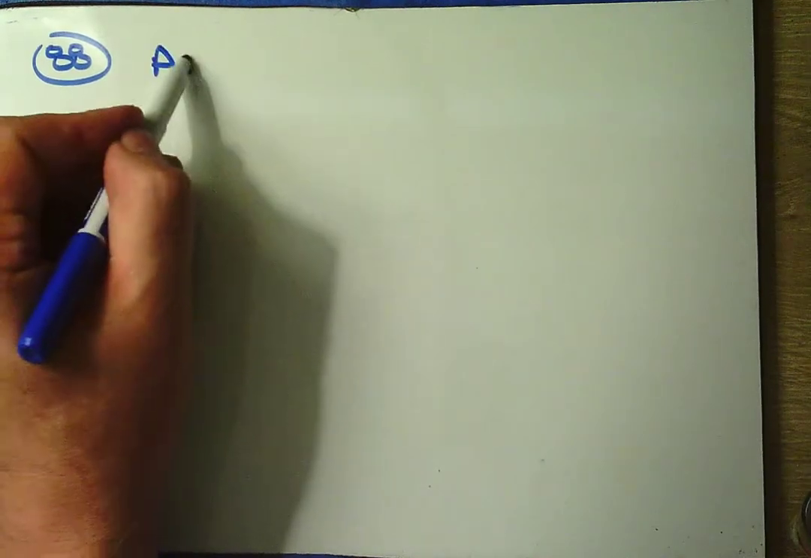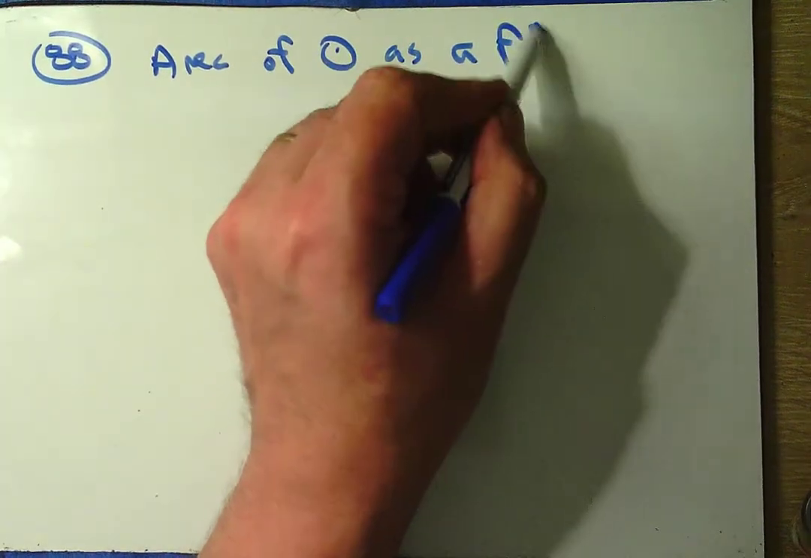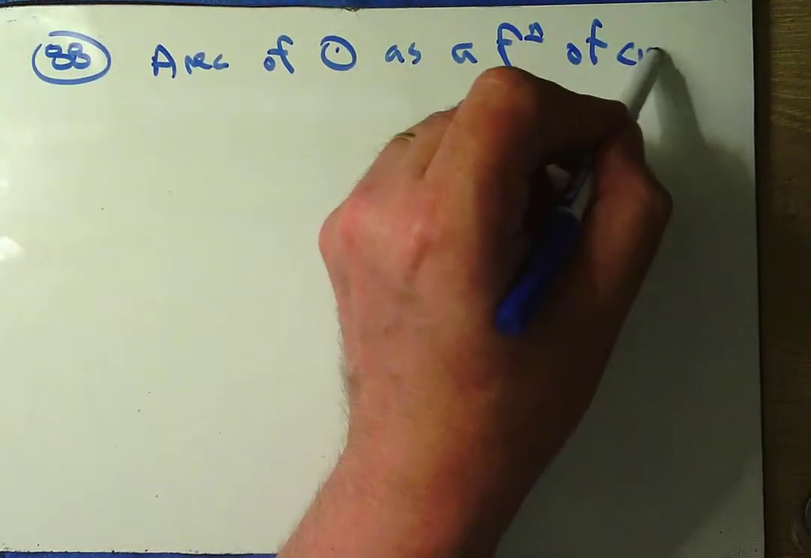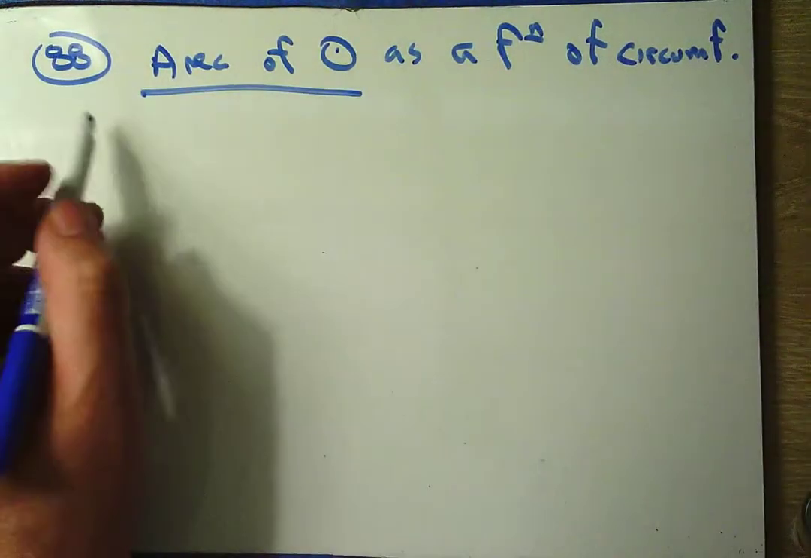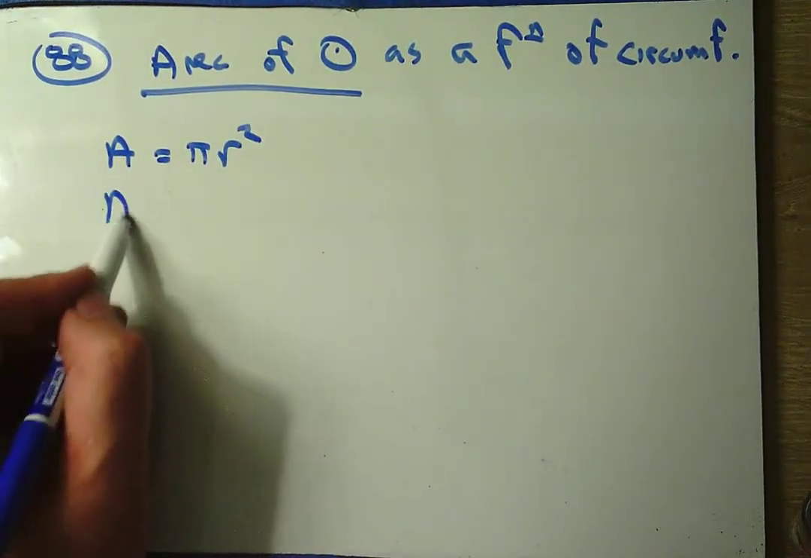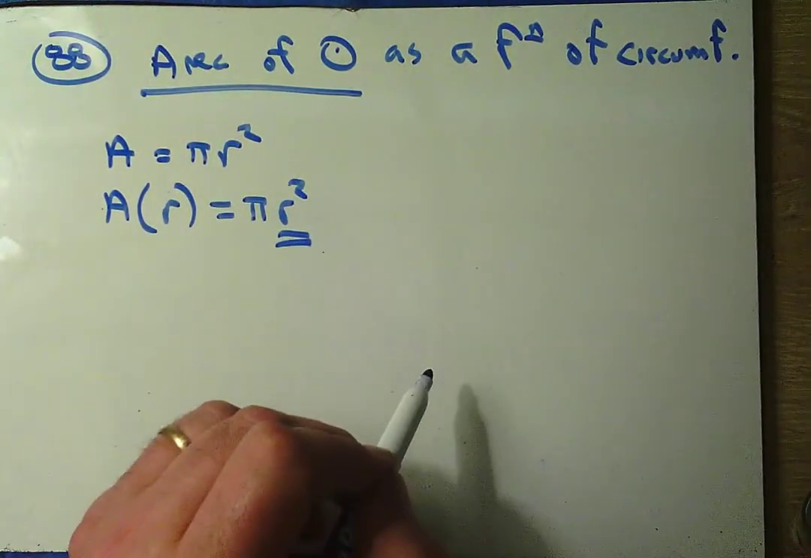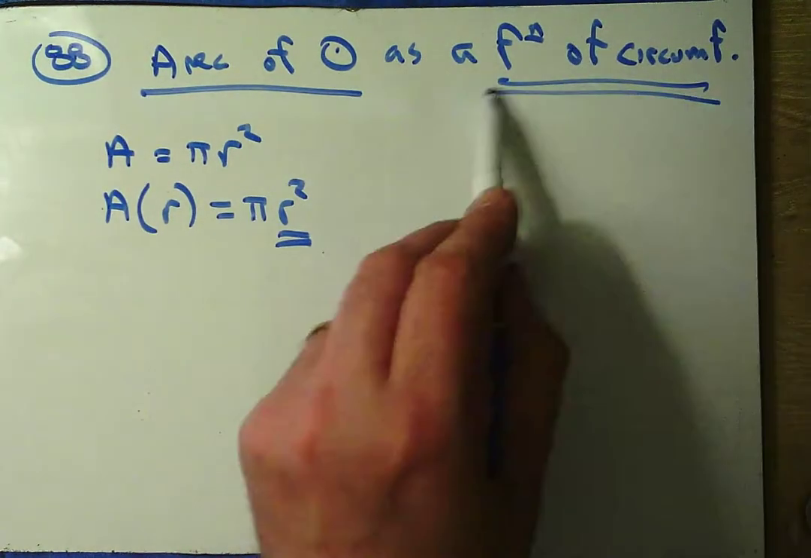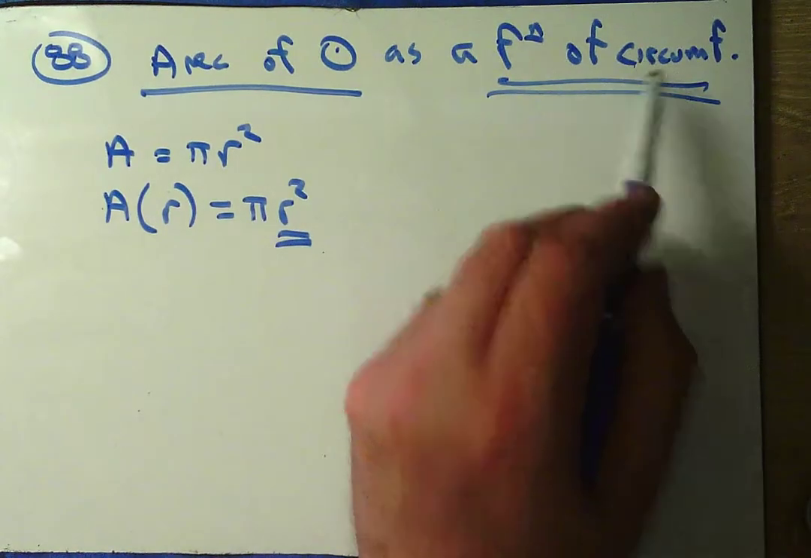88 says, write the area of a circle as a function of circumference. Area of a circle as a function of circumference. Okay, well, what do you know about area of a circle? Most people are comfortable with area equals pi r squared. Here, our area is a function of radius. See the radius stuff over here? Well, I'm supposed to have a function of circumference. So I need to get rid of that r and replace it with some circumference stuff.